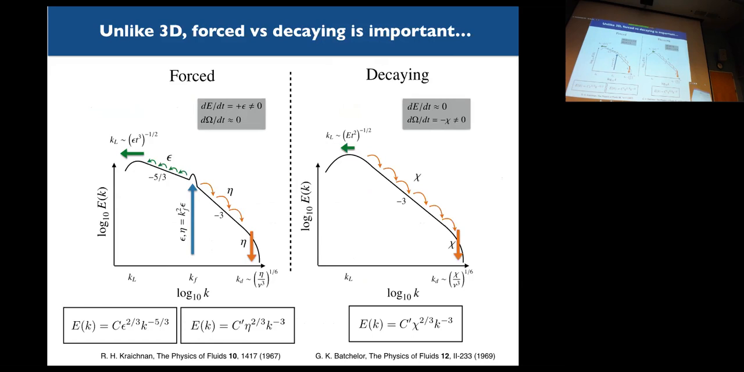So in this scenario, Batchelor considered that it was freely decaying, and you just get this -3 spectrum. Whereas Robert Kraichnan realized that if you consider a kind of ideal scenario where you're forcing your 2D turbulence, you can simultaneously get this enstrophy cascade, and you can actually recover this -5/3 spectrum, provided the energy cascades backwards in wave number.